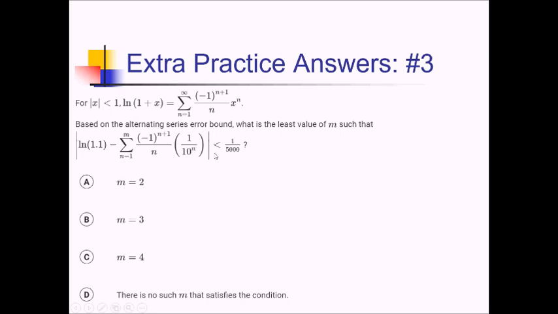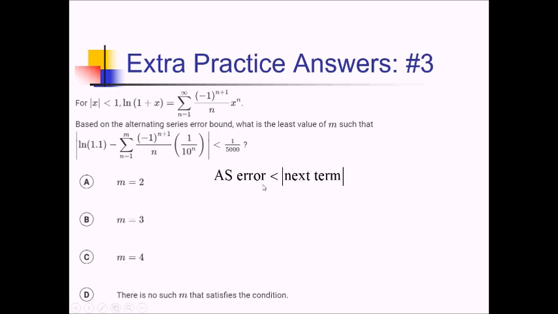So the key on this one is understanding that with your alternating series error bound, your error is going to be less than the absolute value of the next term. Now they're saying use the alternating series error bound here. So we're guaranteed that we have a series whose terms are alternating and decreasing in absolute value to 0. We just have to apply the alternating series error bound.